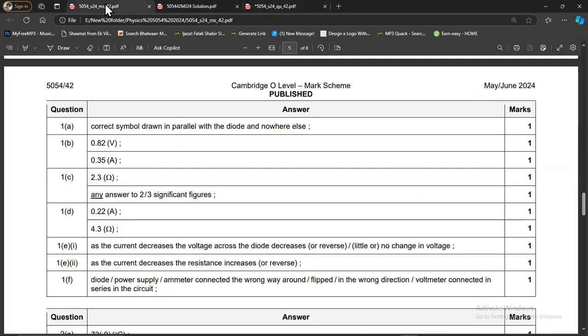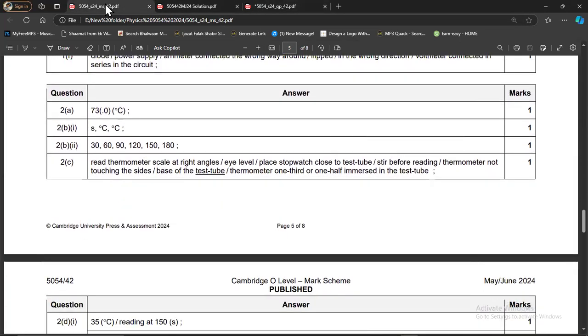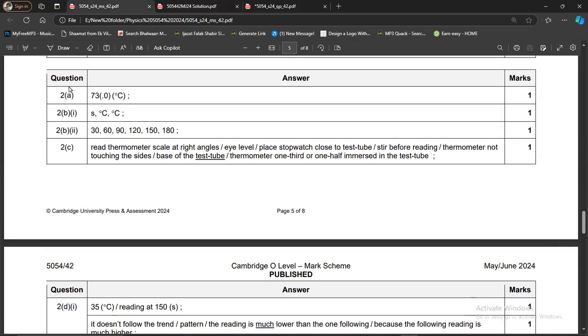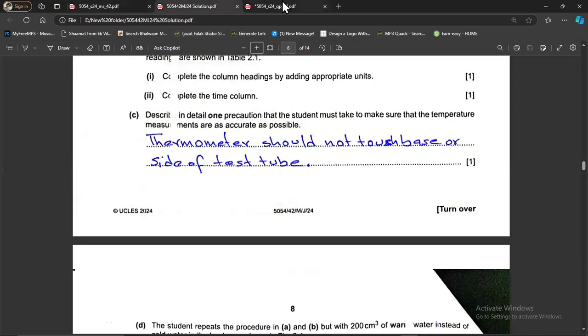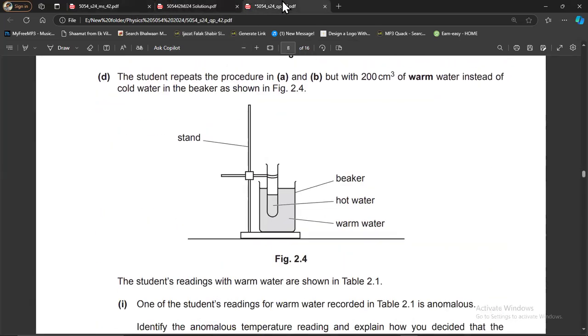Let's check the answers. So question number 2A part, question number 2B part, question number 2B second part, question number 2C part. You can pause the video if you want more time. Okay, question number 2D part.